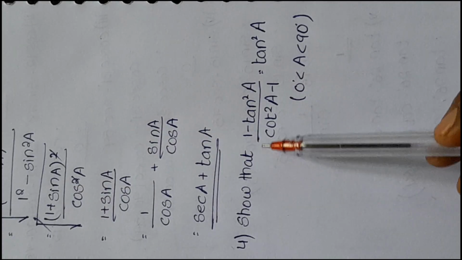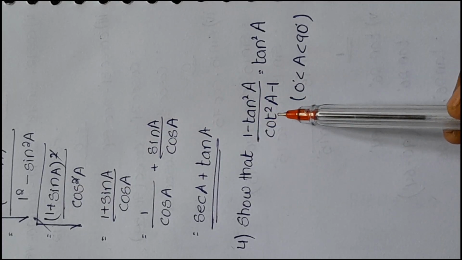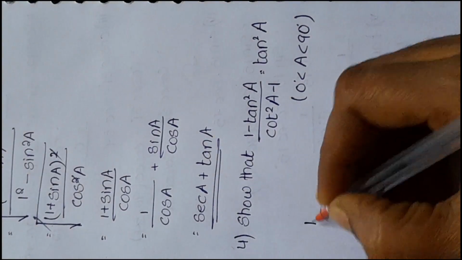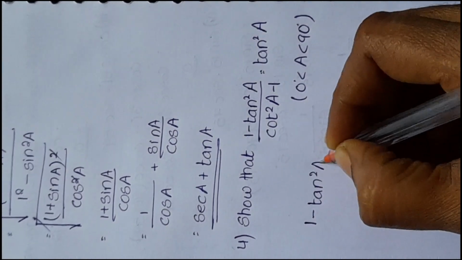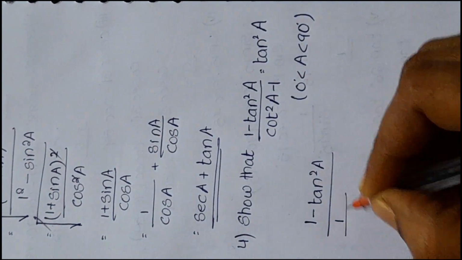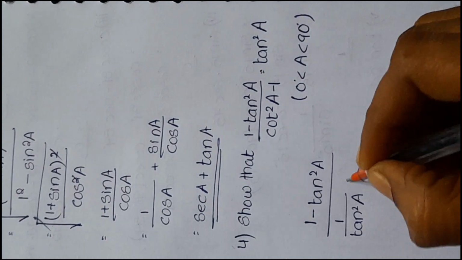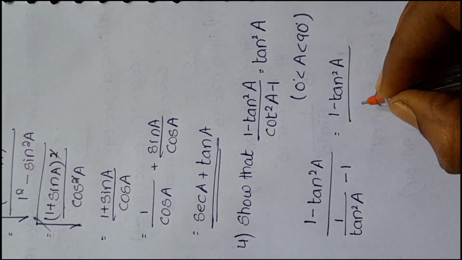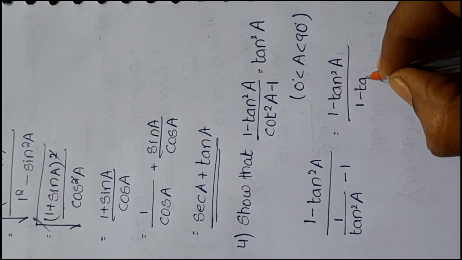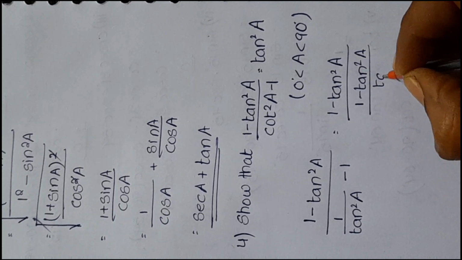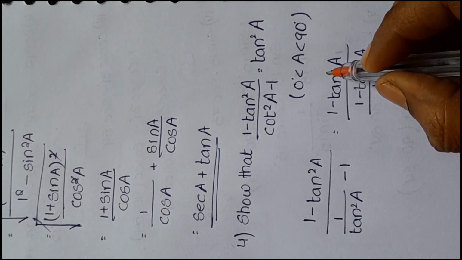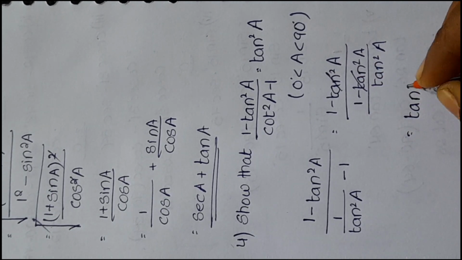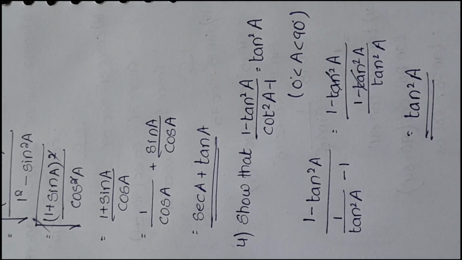Now the fourth question is, show that 1 minus tan square A by cot square A minus 1 is equal to tan square A. A should be between 0 and 90 degrees. So the first step is 1 minus tan square A by, cot can be written as 1 by tan, so 1 by tan square A minus 1. So this is equal to 1 minus tan square A by, here the numerator becomes 1 minus tan square A, by tan square A. Here also the numerator 1 minus tan square A gets cancelled. The remaining part is tan square A. This is the required answer.